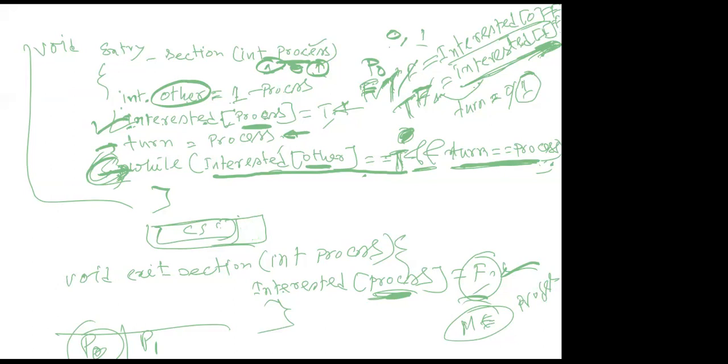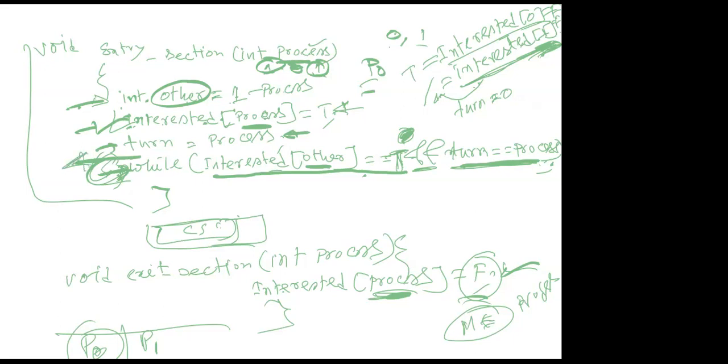Let's say process P0 is currently scheduled by the CPU, and no process is interested in the critical section, so it executes this line and makes the turn value 0. It makes its interested flag T, and the turn value is 0, and then here it gets preempted.